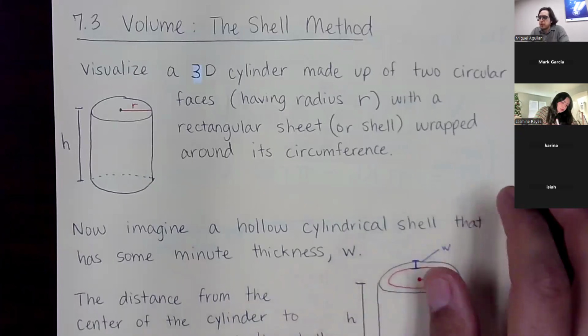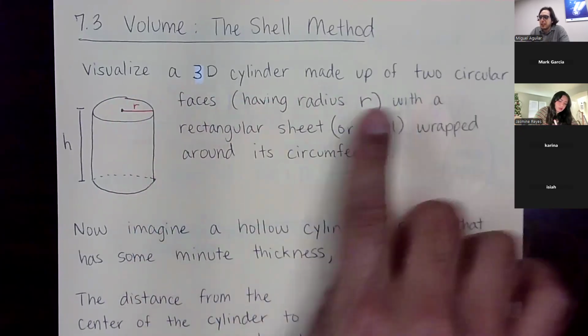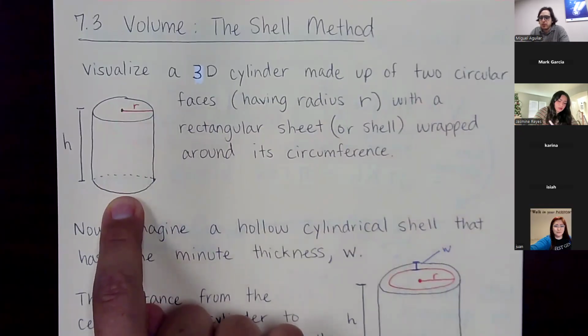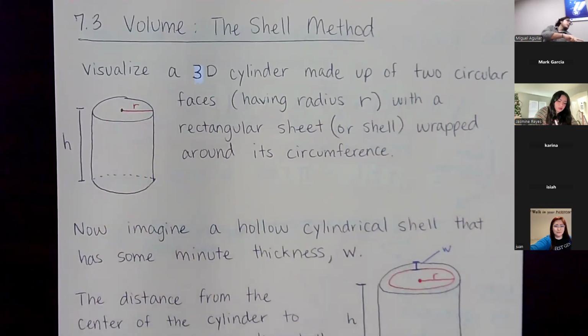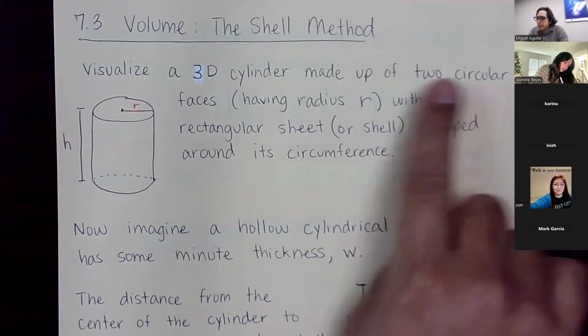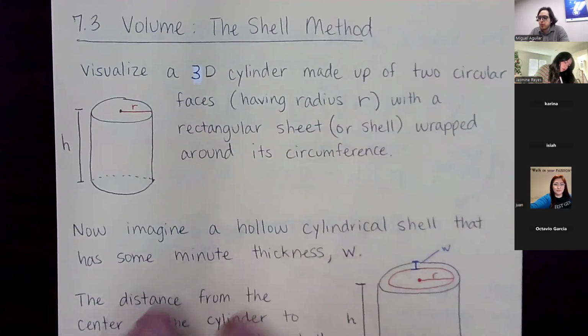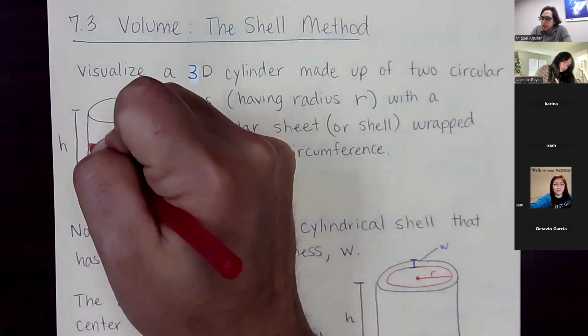So what I want you to do is visualize a 3D cylinder made up of two circular faces, right? Very simple geometric formula. The two circular faces have a radius r with a rectangular sheet, or a shell, wrapped around them. So this is the rectangular sheet.